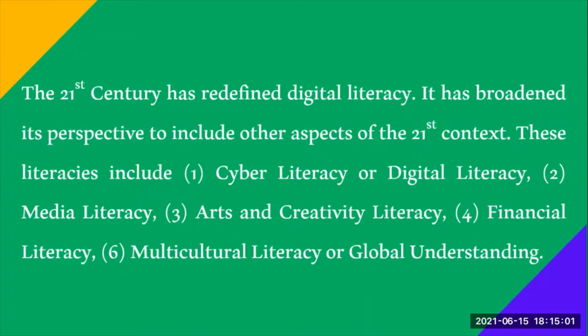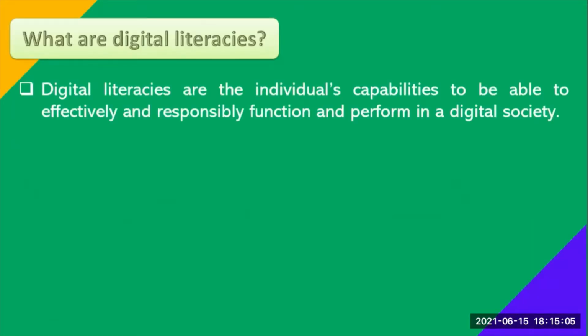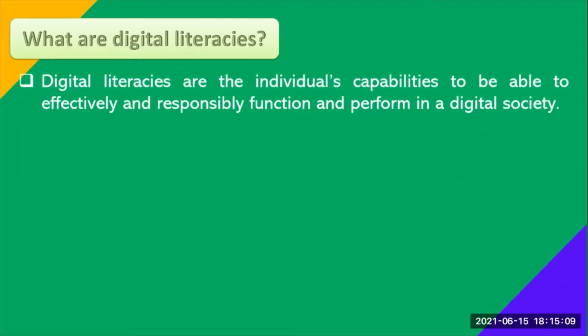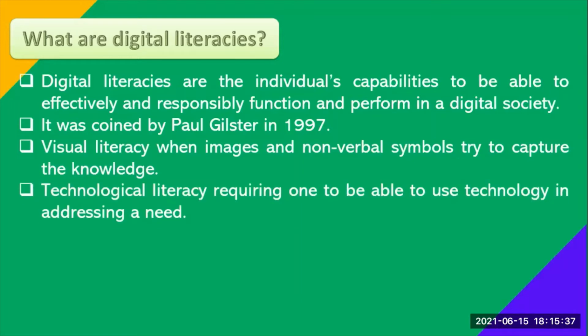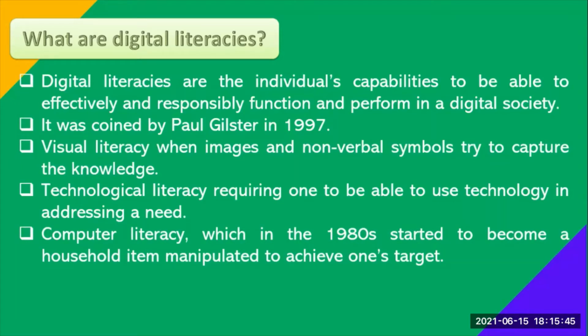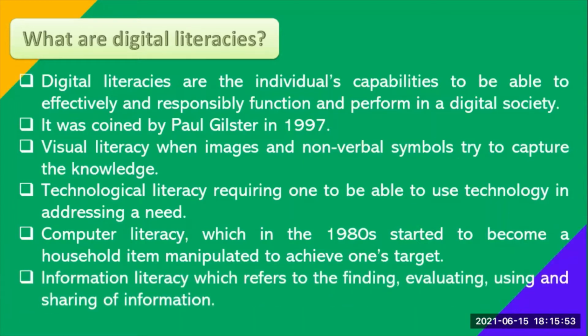So what are digital literacies, by the way? Digital literacies are the individual's capabilities to be able to effectively and responsibly function and perform in a digital society. The term digital literacy was coined by Paul Gilster in 1997, and it came from the discussion of the concepts on visual literacy, when images and nonverbal symbols try to capture the knowledge. Technological literacy requires one to be able to use technology in addressing a need. Then computer literacy, which in the 1980s started to become a household item manipulated to achieve one's target. And information literacy, which refers to the finding, evaluating, using, and sharing of information.